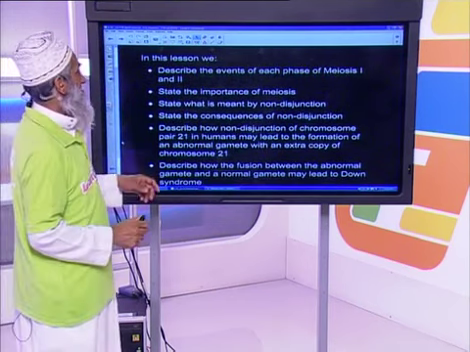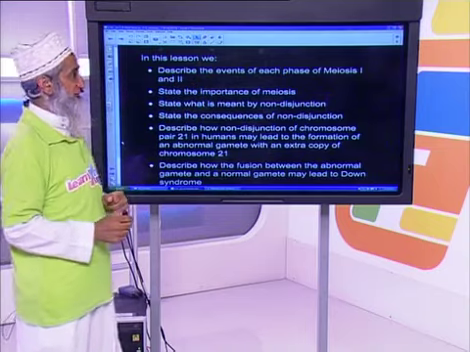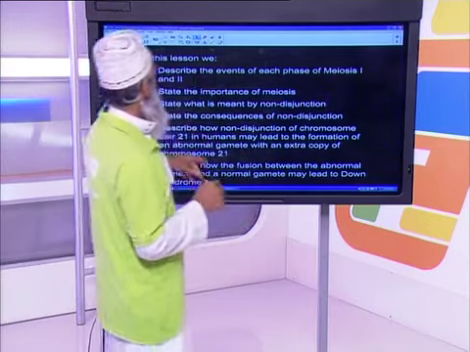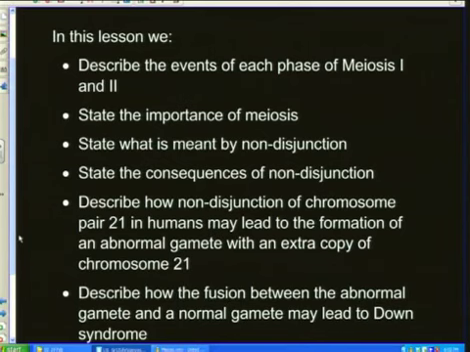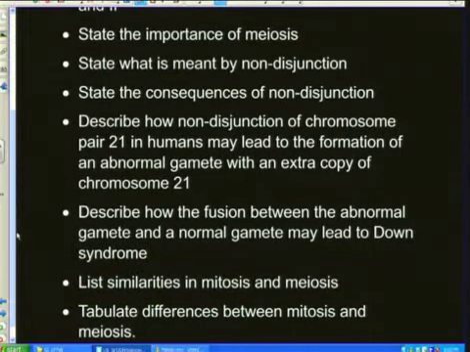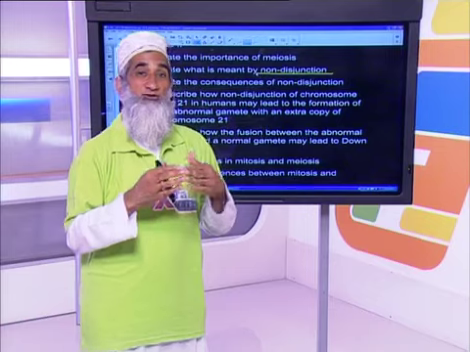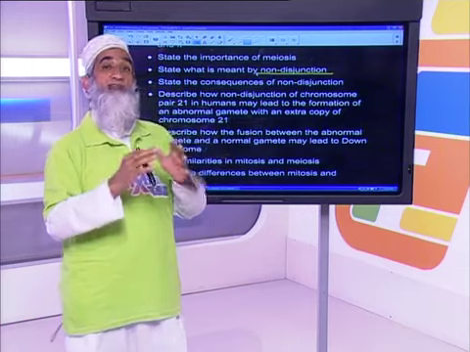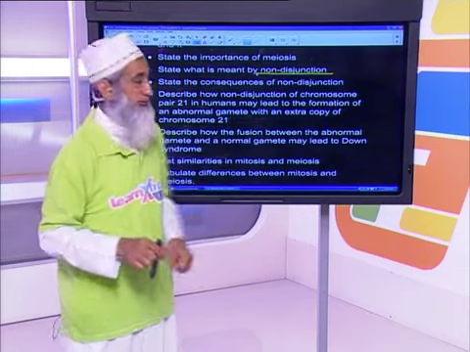Today we're talking about all the phases of meiosis 1 and meiosis 2. Remember that meiosis has 2 divisions. State the importance of meiosis. In other words, why does meiosis take place? State what is meant by non-disjunction. A junction is normally a joint. Disjunction means separate. Non-disjunction means when something does not separate. We'll talk about that later.